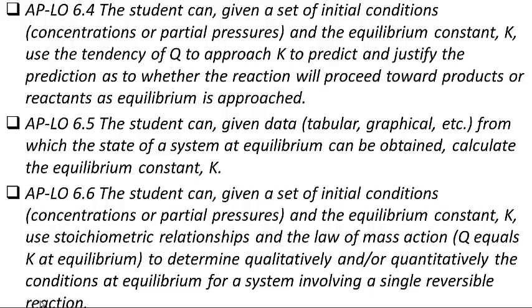Student can use stoichiometry to determine. Oh wow, these AP objectives are so wordy. Let's try to break this one down. Given a set of initial conditions, concentration, partial pressures, and equilibrium constant K, use stoichiometric relationships and the law of mass action. I don't even know what the law of mass action is. But Q equals K at equilibrium. Oh, I guess that's what it means. To determine qualitatively and or quantitatively the conditions at equilibrium for a system involving a single reversible reaction.